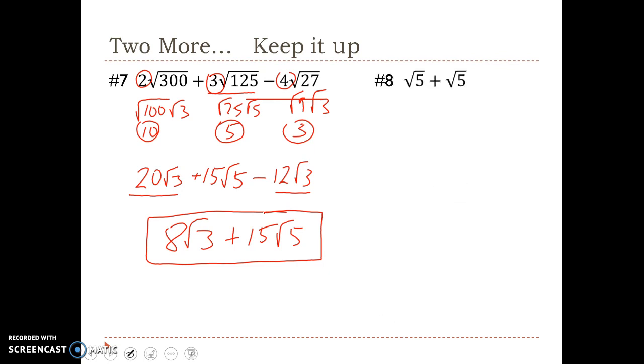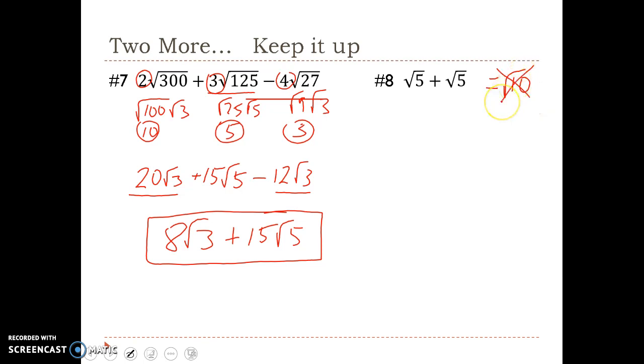Now I want to do one more question here, and this is just a common mistake that a lot of people make. I have a radical 5 and a radical 5, 1 radical 5 and 1 radical 5. The common mistake that a lot of people will put here is they will say this is equal to radical 10. But we've never added the numbers inside the radical.